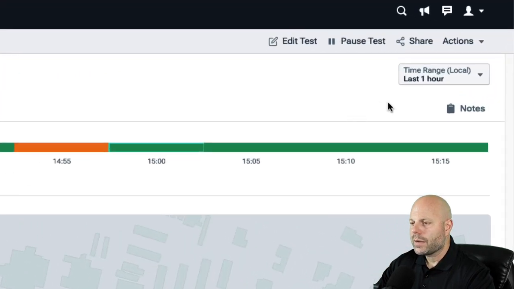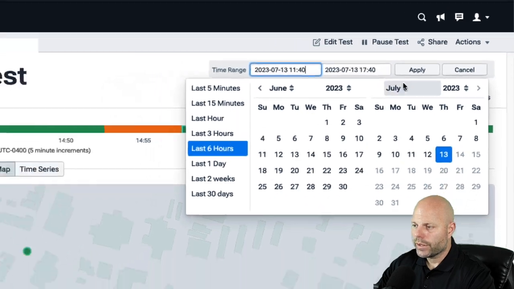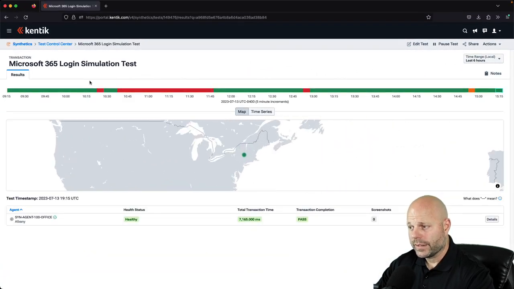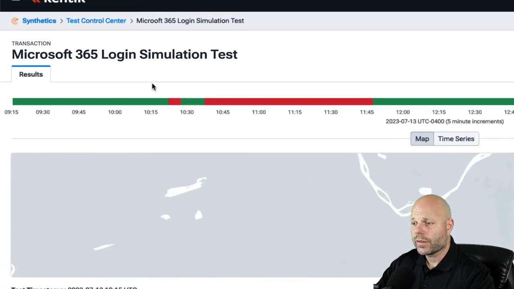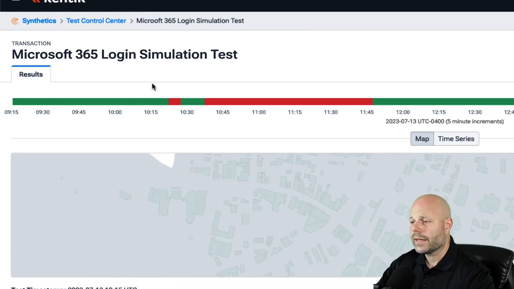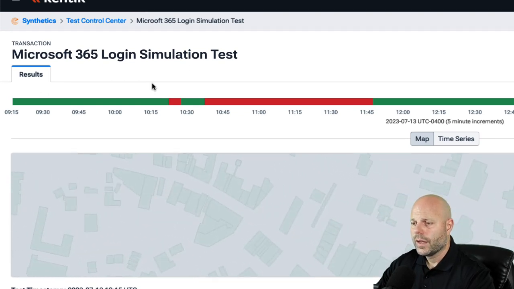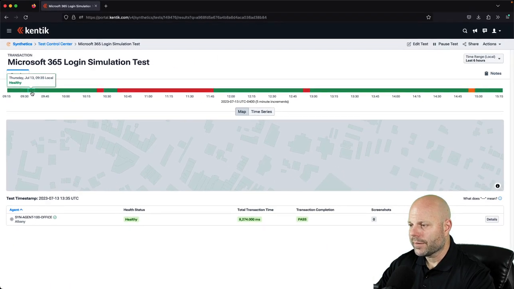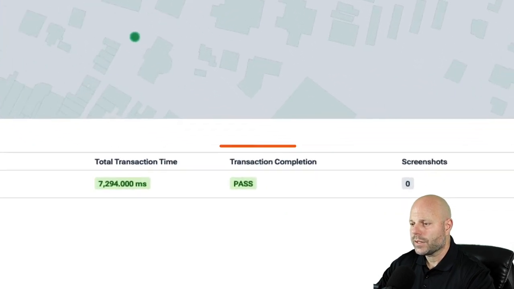Now I'm going to expand my time range to 6 hours so we can look at earlier in the day. And indeed, indicated by all the red that we can see here, for an hour or so, the test was failing continually. Also notice that before and after that 1 hour, the test was succeeding. And we can see that, of course, by the color green that we see in the health status bar, and then also the pass message here under transaction completion.